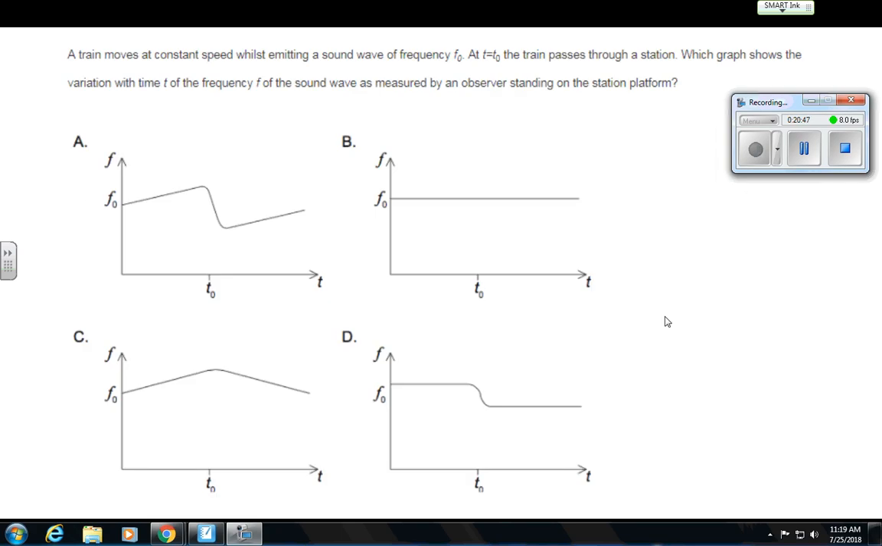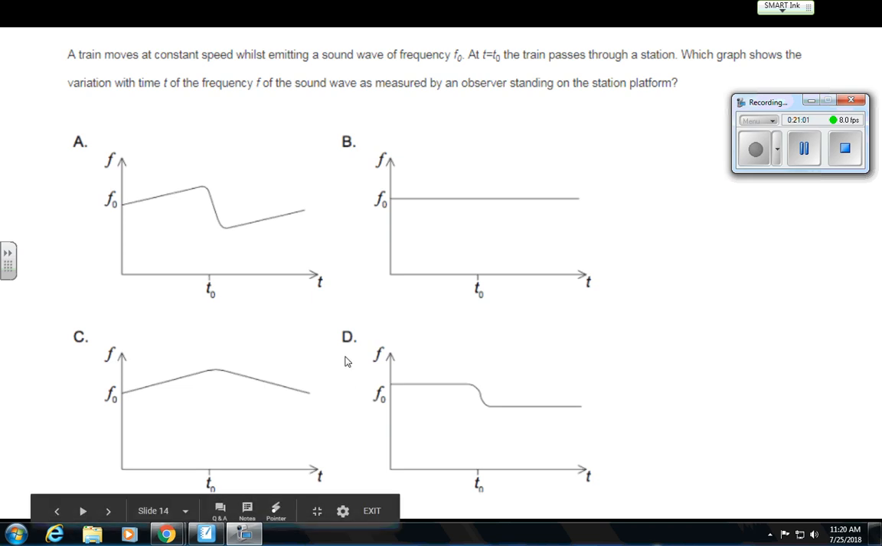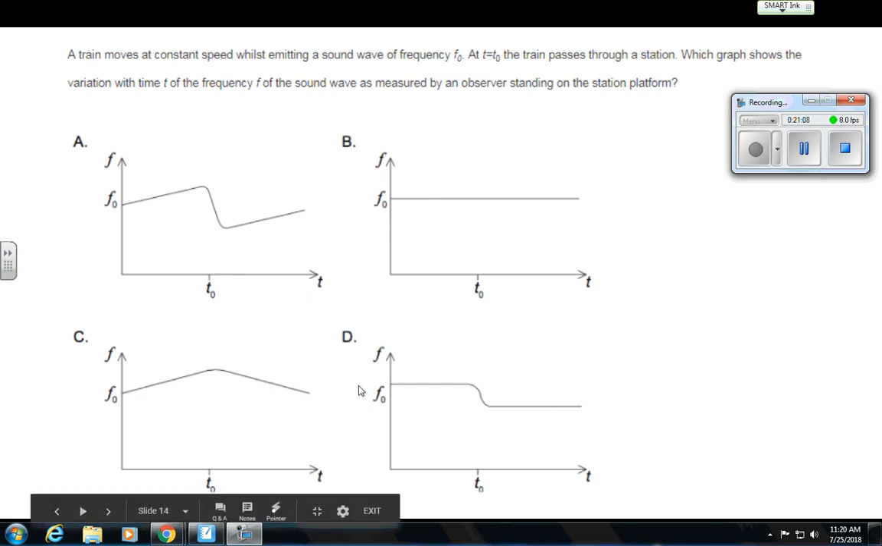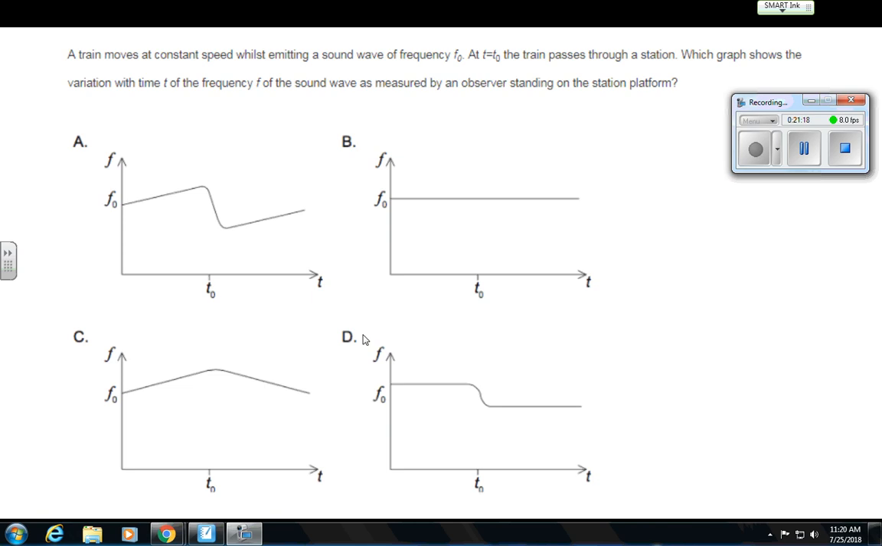Now here's an actual IB multiple choice question about the Doppler effect. Go ahead and pause. Take a look at this, see what you can do. All right, hopefully you're recognizing that the frequency is definitely not increasing as it recedes. It's not a gradual thing, it's a very quick change, and the frequency will be constant as it's approaching and receding at a constant speed. So D is the correct answer for this one.